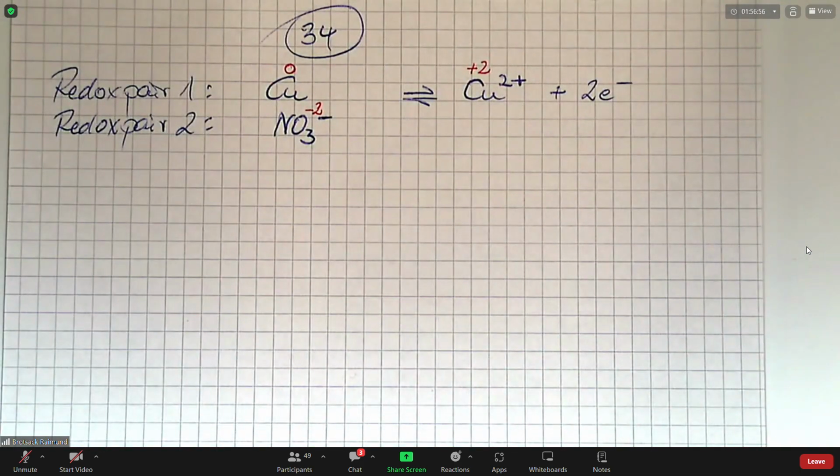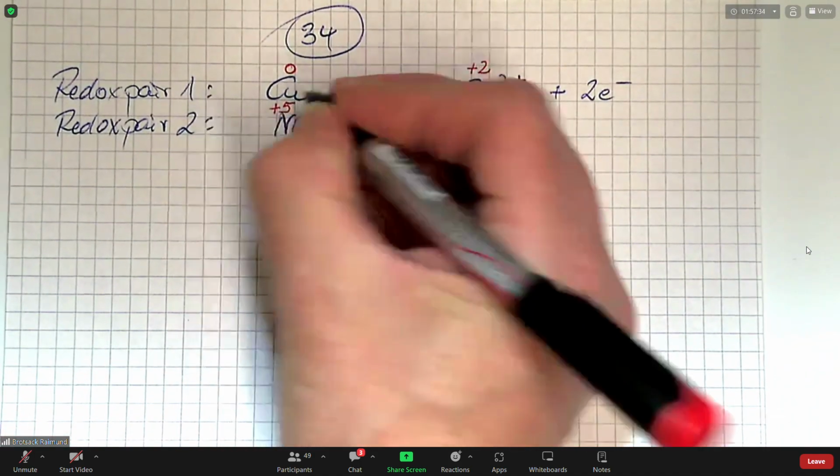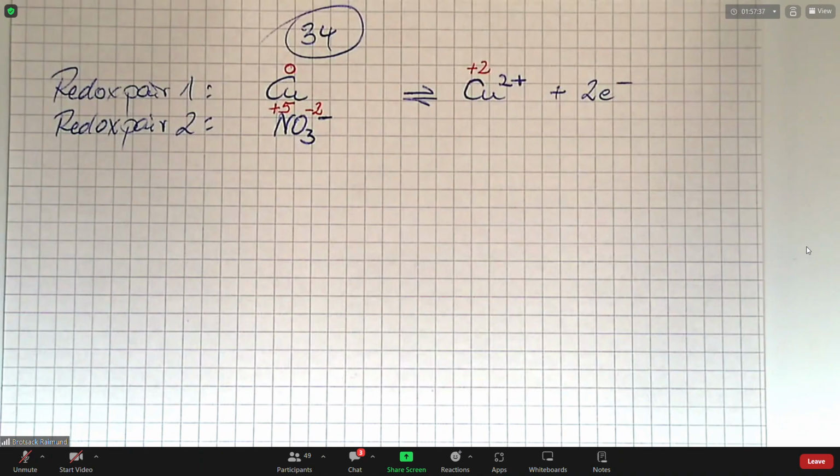What does it mean for the nitrogen? -2 times 3 is -6. So what is the oxidation number for the nitrogen? We have one negative charge remaining. So -6, 1 is remaining. It must be +5. So +5 is the one for nitrogen.